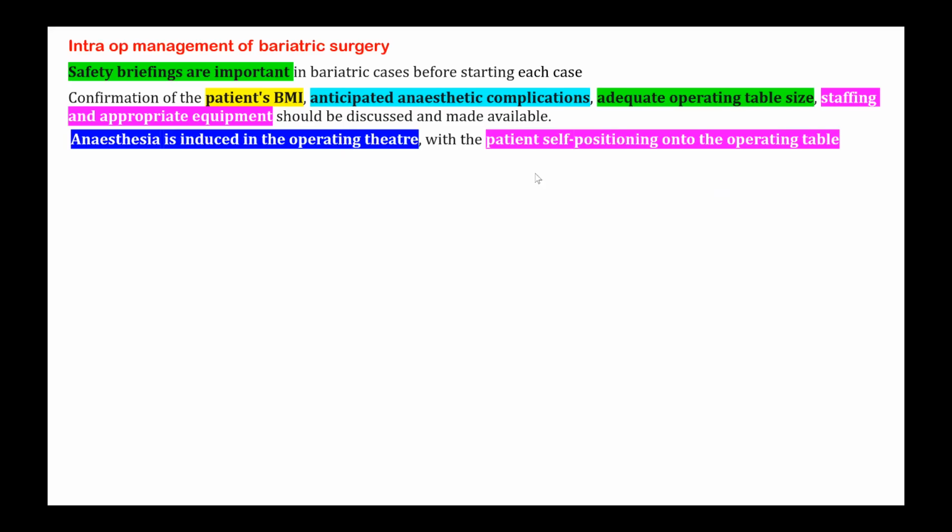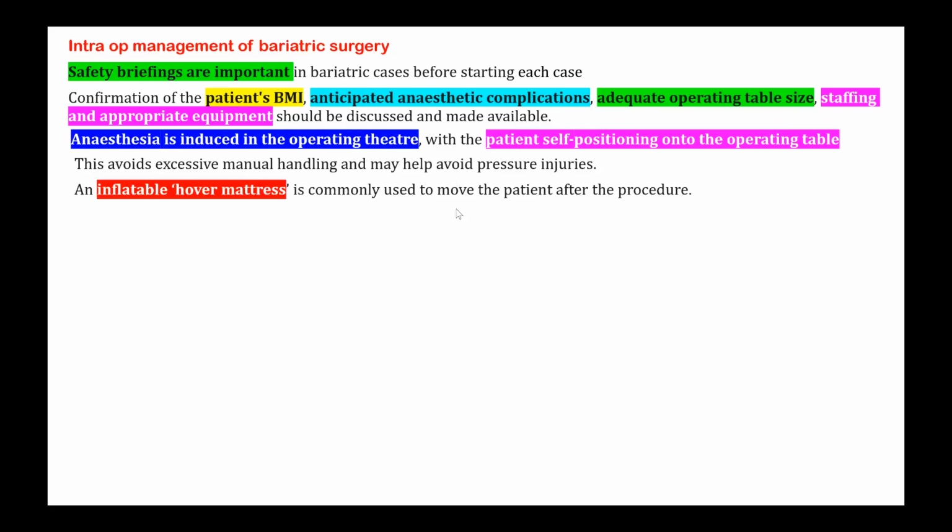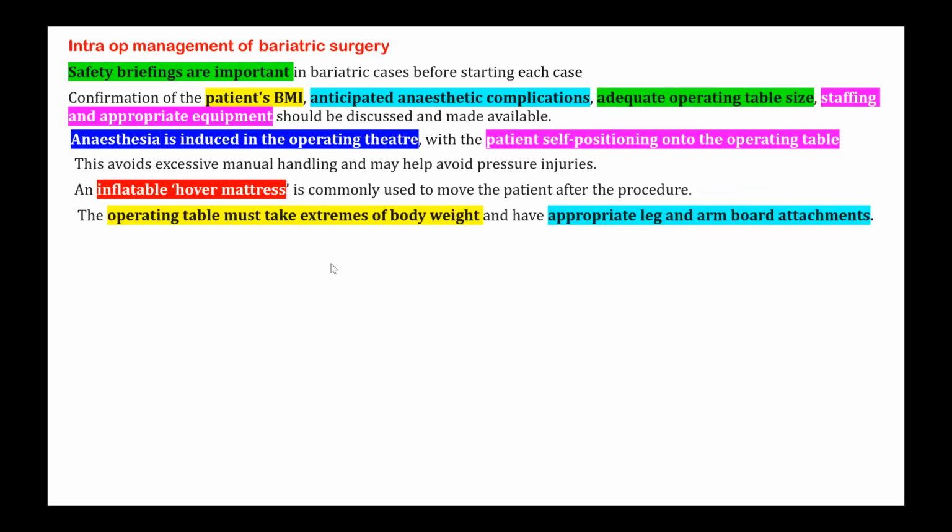themselves, because it will avoid the strain for the OT attendants to lift them and put them, as well as avoid injuries to the patient by asking them to self-position on the operating table. This avoids excessive manhandling and may help avoid pressure injuries. And an inflatable hover mattress is commonly used to move the patient after the procedure.